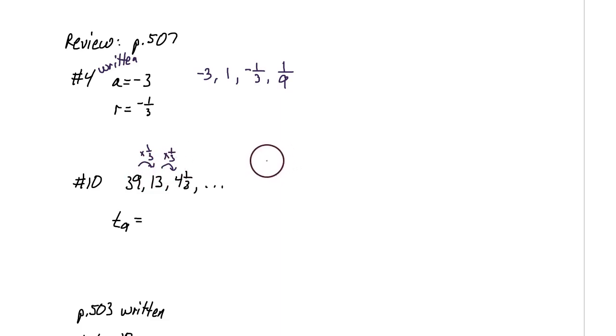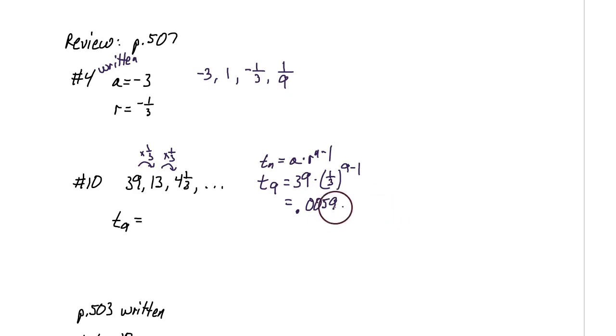So the general formula is T sub n, or A sub n, equals A times R to the n minus 1. We want to find T sub 9. For A, fill in 39. For R, fill in 1/3, and then 9 minus 1. Take a calculator to figure out that result. 39 times 1/3 raised to the 8th power is 0.0059 with more numbers. So if you round it off, maybe 0.0059.